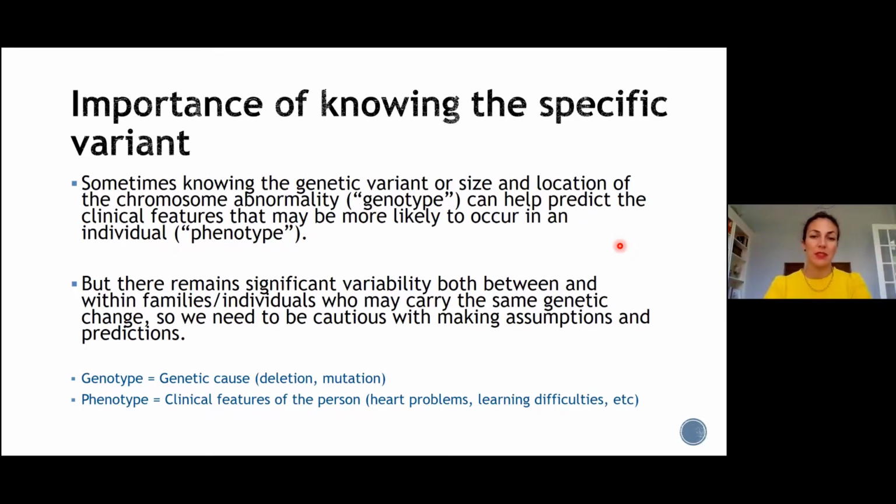There's still a lot of variability though between and within families who carry the exact same genetic change, so we are still cautious about making assumptions. Even if two children have the exact same genetic change, there's still going to be variability between those kids because, again, they have 19,999 other genes that are also contributing to that person.